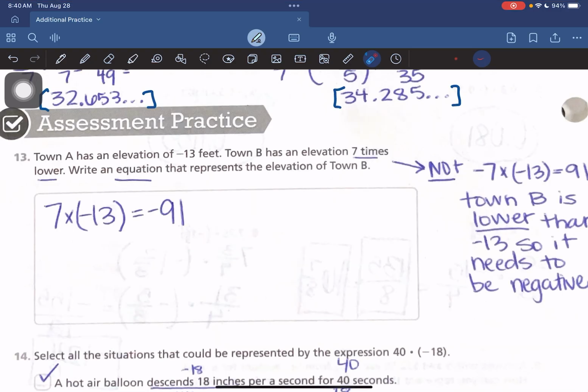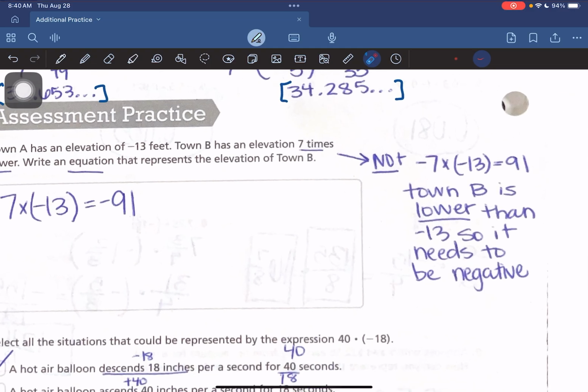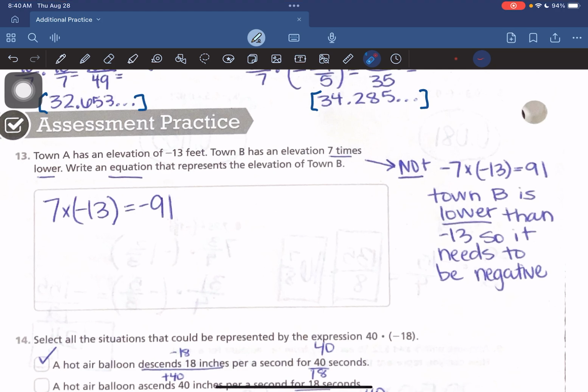13, town A has an elevation of negative 13 feet. Town B has an elevation of 7 times lower. Write an equation that represents the elevation of town B. Before we really dive into this problem, just think common sense. Town B has to be lower than town A. If we went ahead and made this 7 into a negative, we would get negative 7 times negative 13 equals positive 91, which doesn't make sense because we know that town B has to be lower.